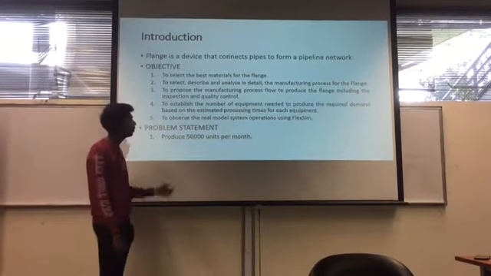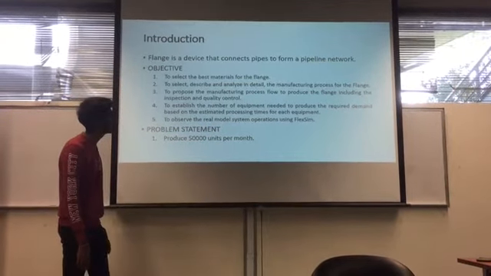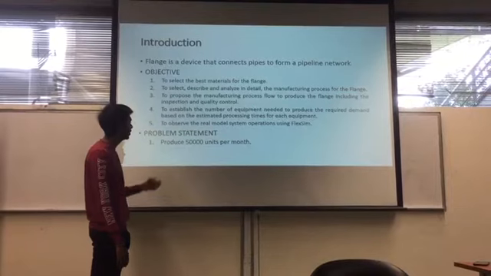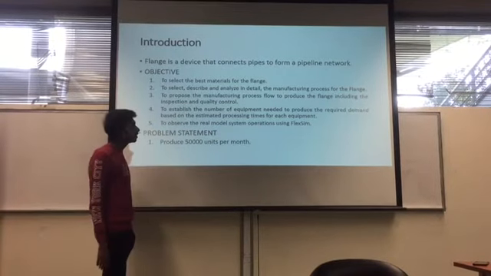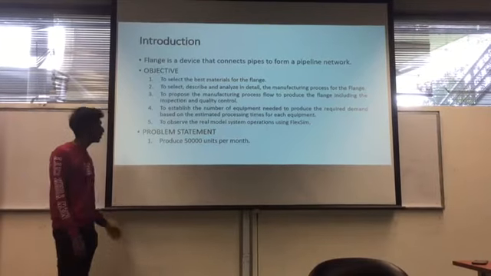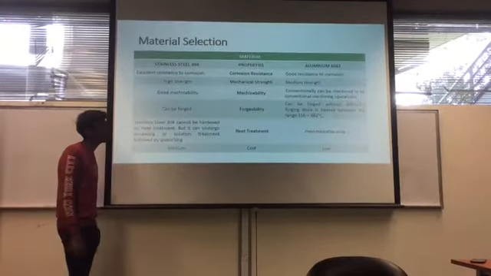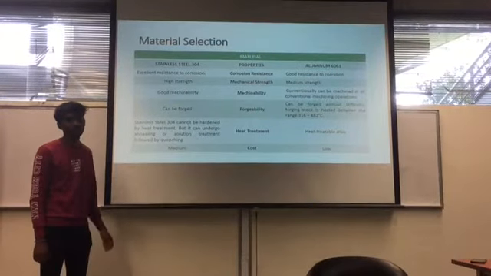to establish the number of equipment needed to produce the required demand based on the estimated process times for each equipment, to observe the real model system operating using the flexing, and finally the problem statement is to produce 50,000 units per month. So next, for material selection, I would like to pass to Fauzan.